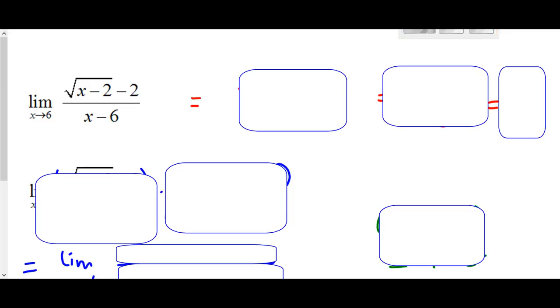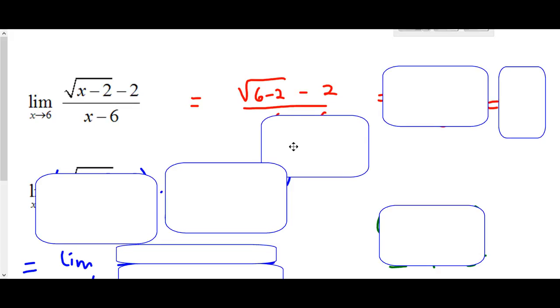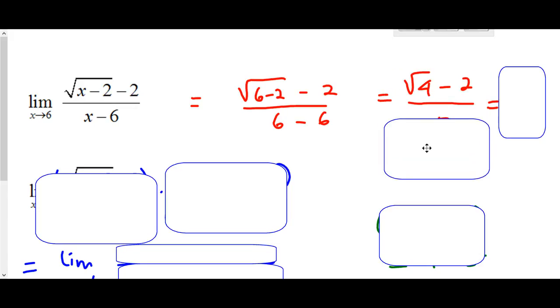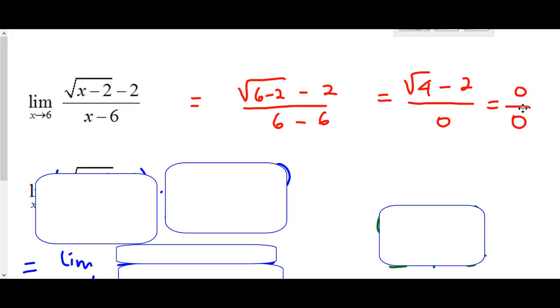So for this question, if you tried to substitute 6 for x, you're going to get the square root of 6 minus 2, minus 2 on the outside. On the denominator, 6 minus 6, or 0. In the numerator, the square root of 4, which is 2, of course, so 2 minus 2, which is 0. So once again, we're having a situation of 0 over 0, which we learned is indeterminate, so we're going to try to get rid of that.